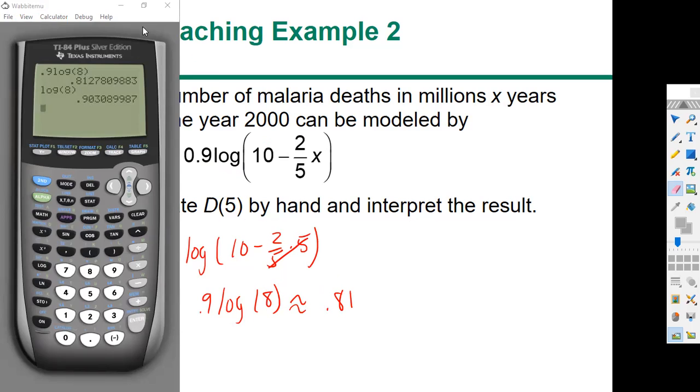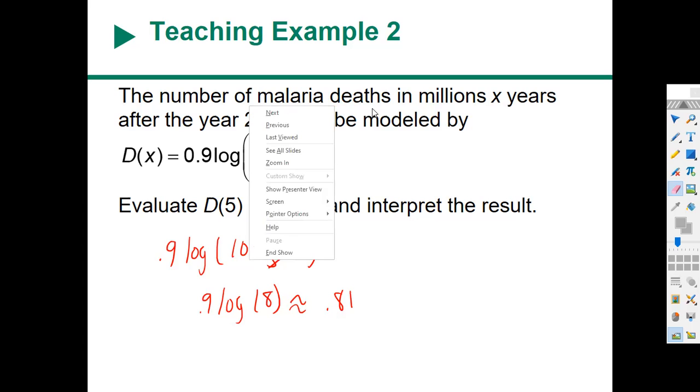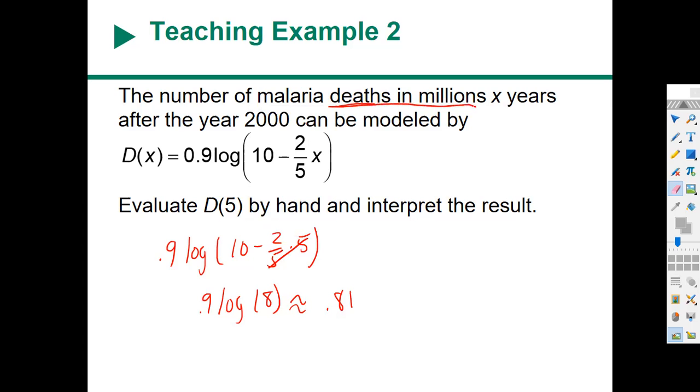And this means what? What does 0.81 mean for this problem? What does D equal? Deaths in millions. So we have 0.81 million malaria deaths.